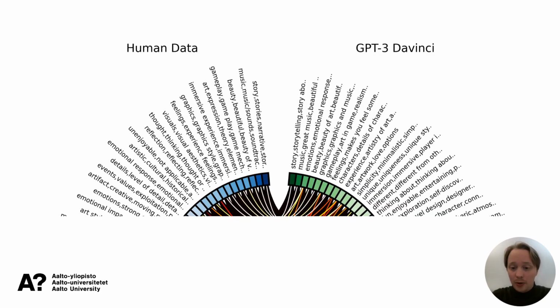And if we zoom on the top of the figure, we can see the most common code groups in both datasets. So for example, the most frequent group in both datasets relates to aspects of story and storytelling. The second most frequent to aspects of music and soundtrack. The third most common code group in the human data relates to experiences of beauty, and a similar kind of code group can be found as the fourth most common in the GPT-3 data. So there seems to be, at least for the most frequent code groups, quite a lot of similarities.